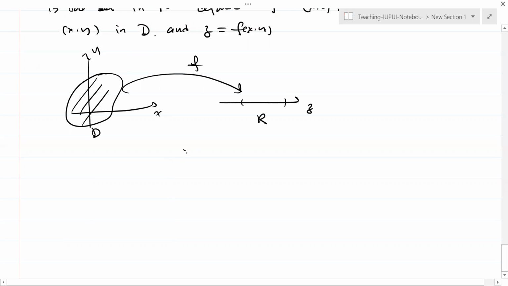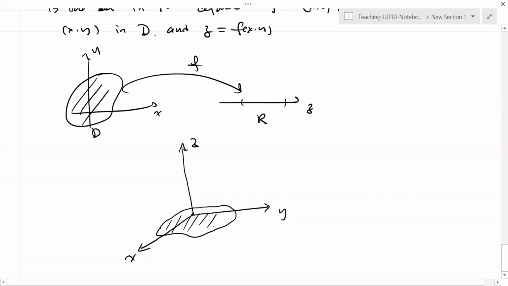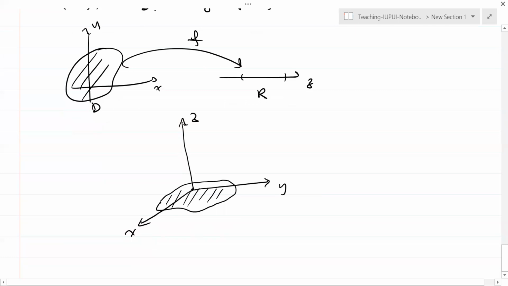This is the x-axis, this is the y-axis, and I put z perpendicular to the xy plane. I go to space. My domain right now is D in the xy plane. This is the only way I can draw it. To each point in the domain, you assign a unique value z, where z equals f of x, y.